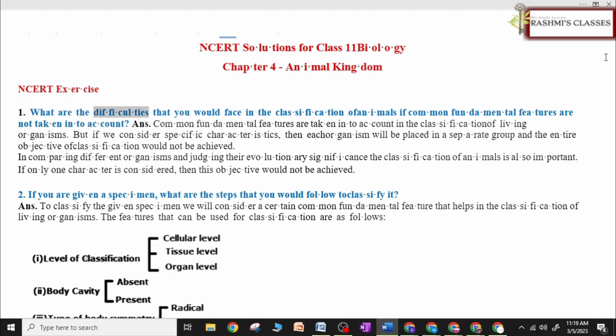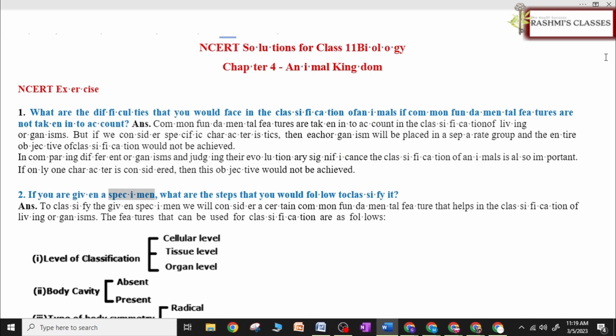What are the difficulties that you would face in the classification of animals if common fundamental features are not taken into account? Common fundamental features are taken into account in the classification of living organisms. But if we consider specific characteristics, then each organism will be placed in a separate group and the entire objective of classification would not be achieved. In comparing different organisms and judging their evolutionary significance, the classification of animals is also important. If only one character is considered, then this objective would not be achieved.